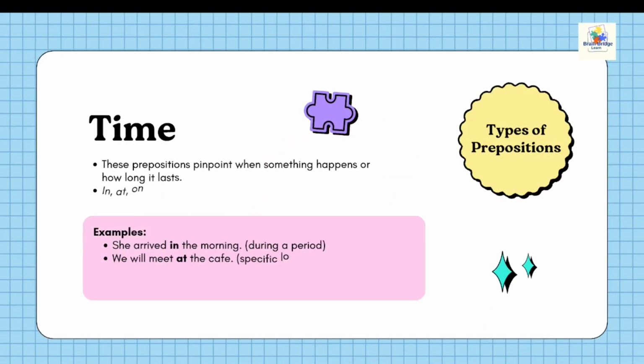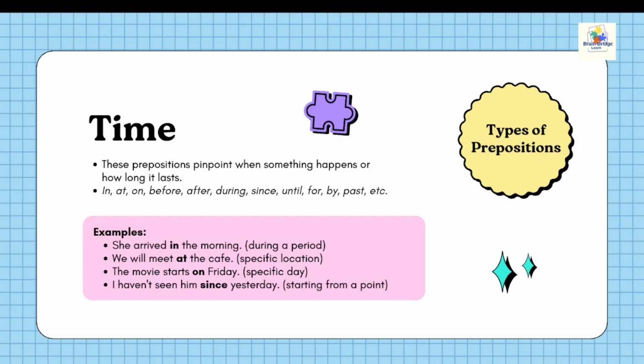Next we have time. These prepositions pinpoint when something happens or how long it takes: in, at, on, before, after, during, since, until, for, by, past, etc. Example: she arrived in the morning. During a period. When? In the morning. At a specific time or period.